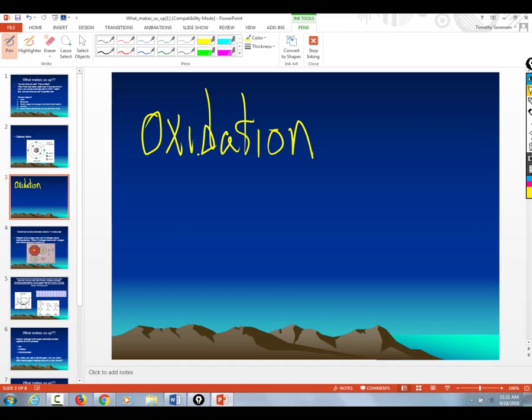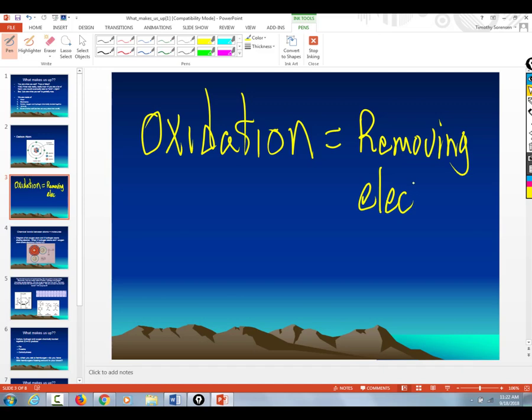Oxidation. Right, now I'm going to help you because I like you guys as far as you know. Oxidation has nothing to do with oxygen. I'm going to ask you the definition of oxidation, and you're not going to mention oxygen. What's the definition of oxidation? That's so close. Write this down, never forget it. Oxidation is removing electrons. Say, yeah.